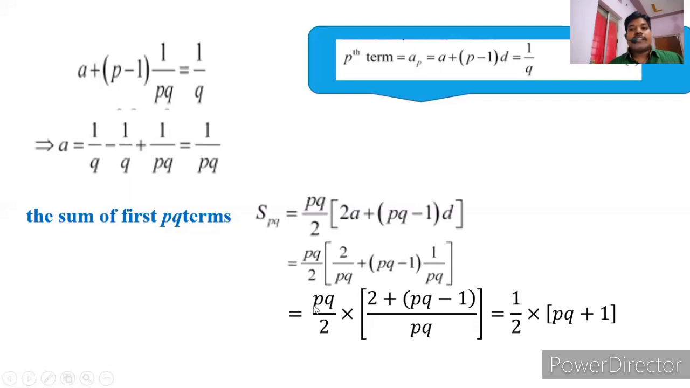So we can cancel that PQ and PQ here. So 1 by 2 into (2 plus PQ minus 1). 2 plus PQ minus 1 is nothing but PQ plus 1. So that is the answer. That is what they are asking. You have to show that the sum of PQ terms is 1 by 2 into (PQ plus 1).